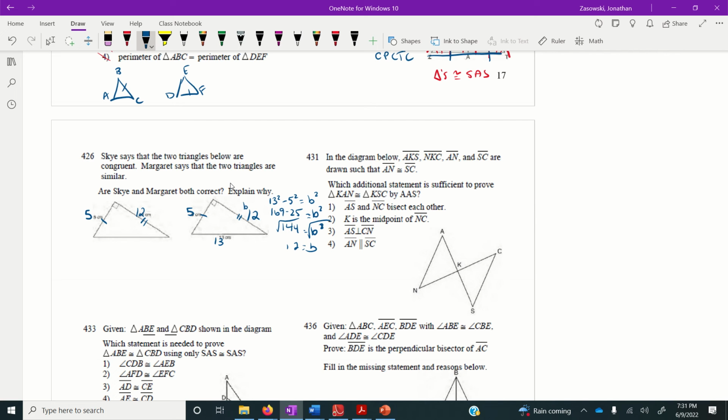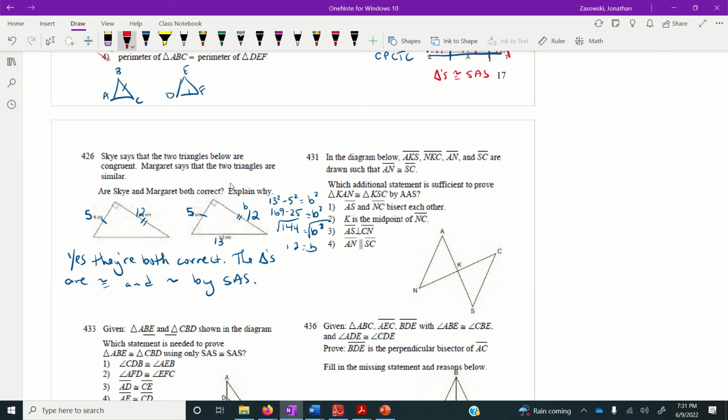If they're congruent, are they similar? Remember that side, angle, side is not only a congruence theorem, it's also a similarity theorem. So we can say yes, they're both correct. The triangles are congruent and similar by side, angle, side. Also remember that if triangles are congruent, they're also similar as well. Not all similar triangles are going to be congruent.